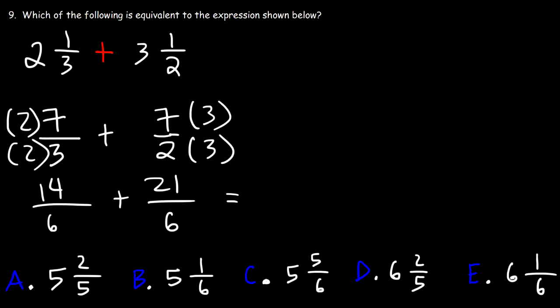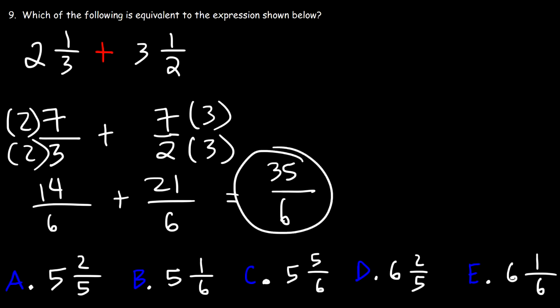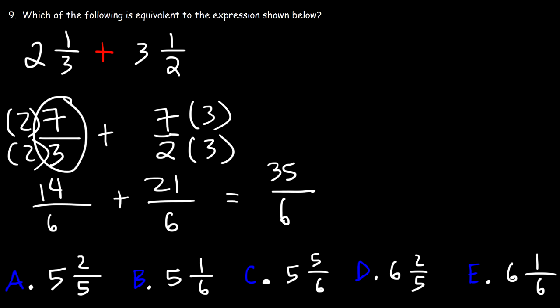So now that we have the same denominator, we can add the numerators of the fractions. 14 plus 21 is 35. So this is the answer as an improper fraction. But looking at the answer choices, all of the answer choices are represented as a mixed fraction. So how can we convert an improper fraction back into a mixed fraction? So as an example, how can we convert 7 over 3 back to 2 1/3? Let's start with that.